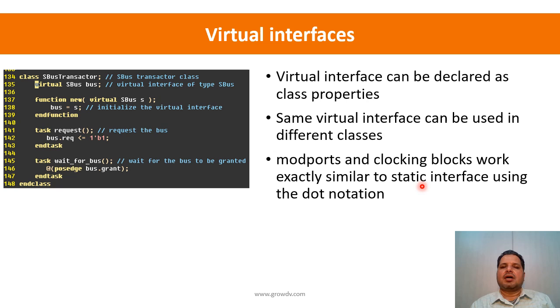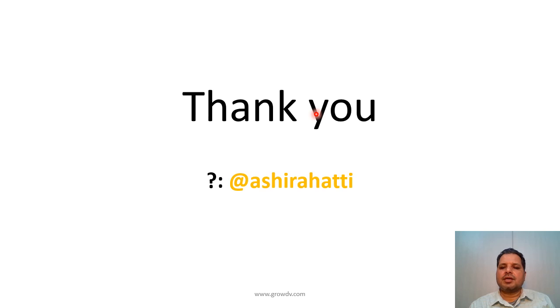So in essence, the virtual interface behaves exactly similar to a static interface, except for the fact that it becomes dynamic, and it can be used in the class based world, and you can connect any interface to any interface. It doesn't get decided at the time of elaboration when it is compiling. Instead, dynamically during the runtime you could be making any interface connection to any other interface connection using the virtual interfaces. That is the key point over here. So I think this concludes the session on interfaces.